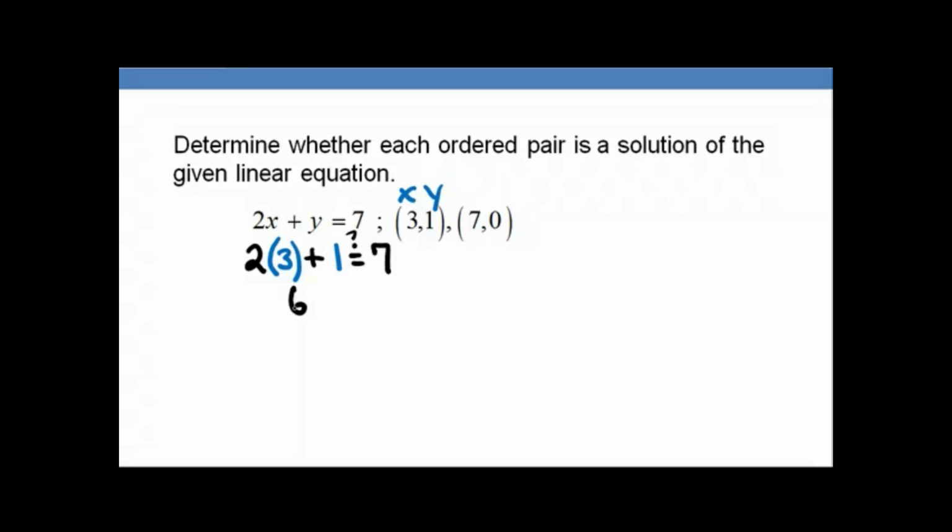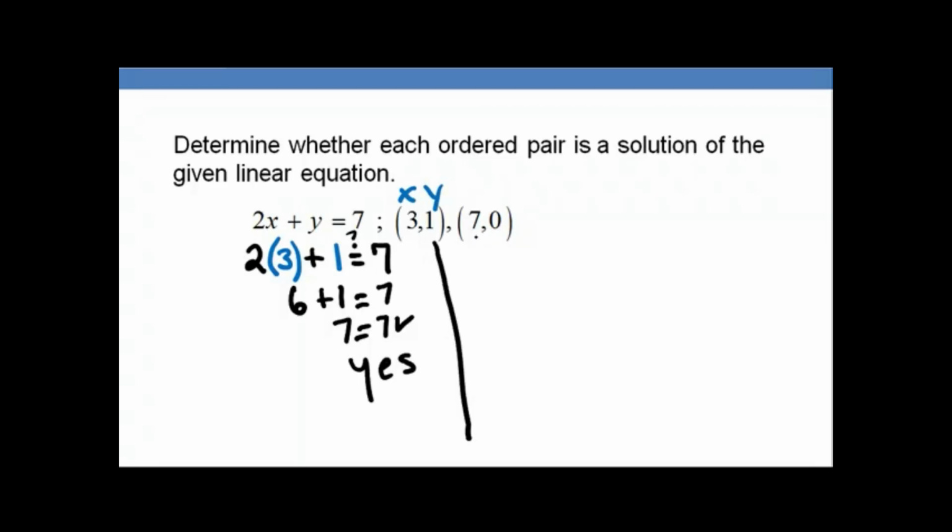2 times 3 is 6, plus 1 does equal 7. So for our first one, the answer is yes. 3, 1 is a solution for this equation. What that means as far as graphing is when you draw the picture of this equation, the point 3, 1, because it makes it true, will land on that picture of that equation.